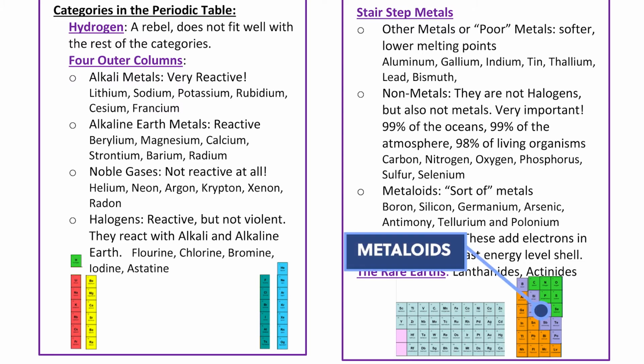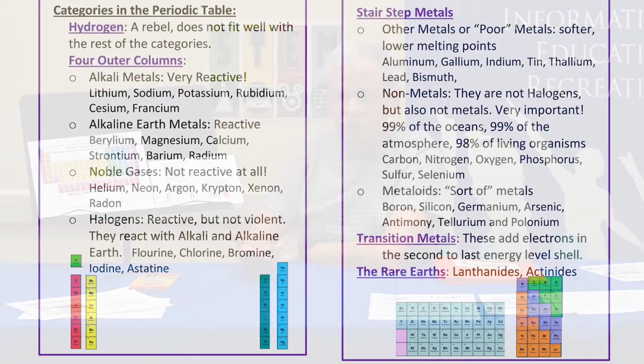The last category in this group is the metalloids, or the sort of metals. And these are the ones that are in between the poor metals and the non-metals. These include boron, silicon, germanium, arsenic, antimony. These materials have properties of both metals and non-metals, which makes them very interesting for making semiconductors, such as are part of our cell phones and other electronic devices.